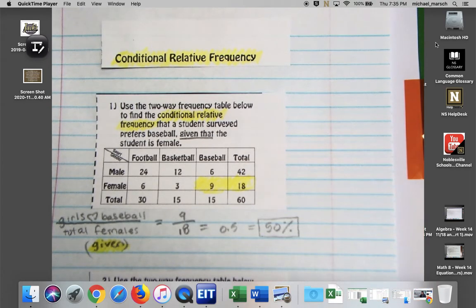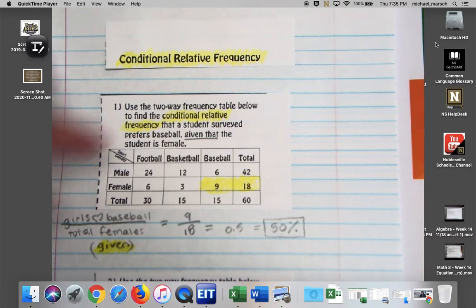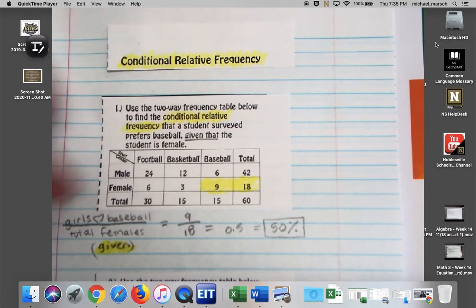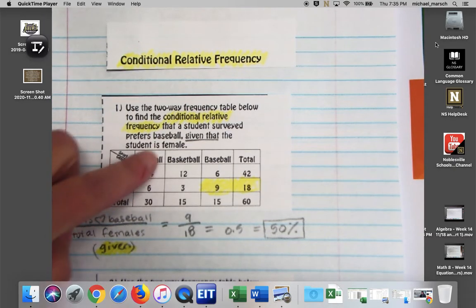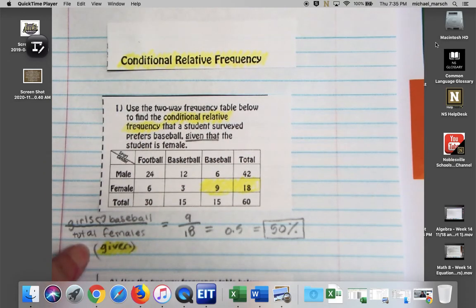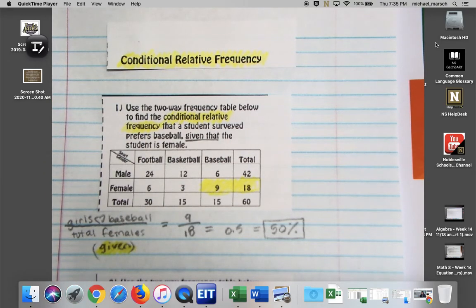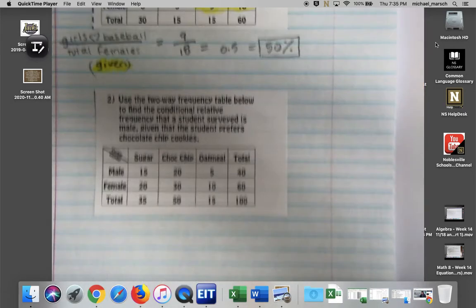Okay. So as long as you can remember that you take the two bits of information, put them together for your numerator, and then the given becomes your denominator, you're going to be fine. It's when you start talking yourself in and out of things that it gets a little wonky. So let's do another practice.